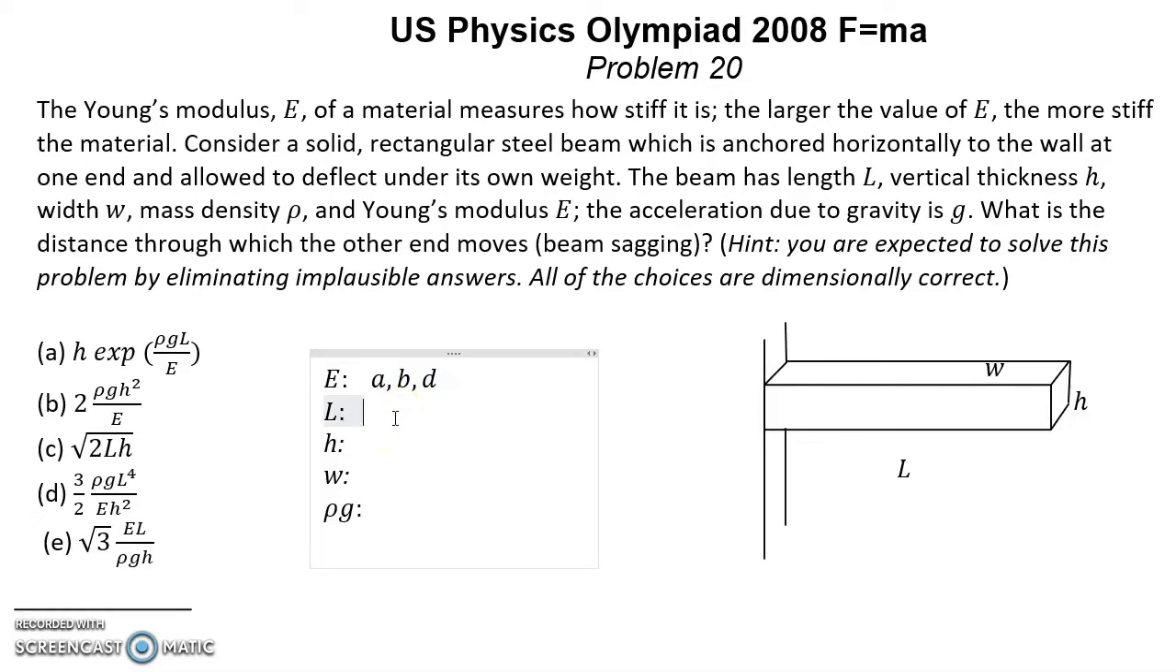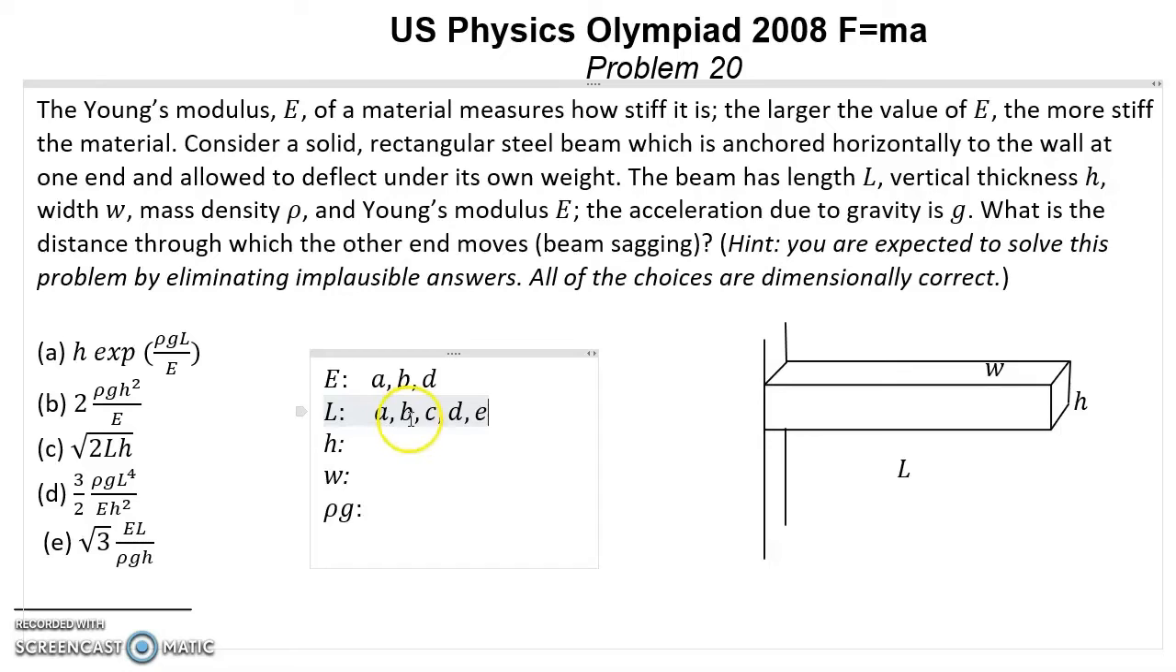Let's talk about parameter L. If we enlarge parameter L, for sure this deflection will increase. So this is good for choice A. For choice B, for choice C, for choice D, and for choice E. Oh, I'm sorry, it's not included in B, so B is no good.